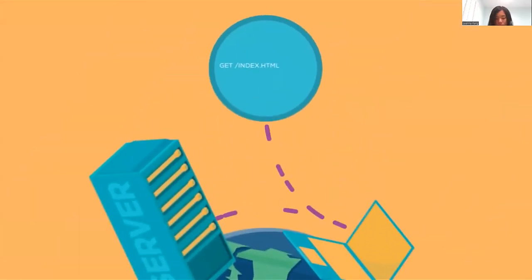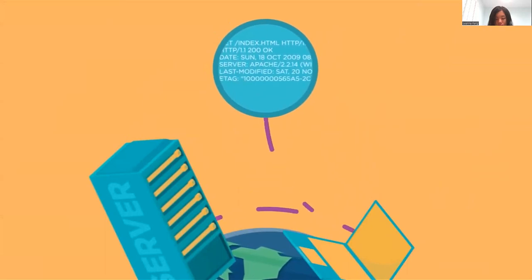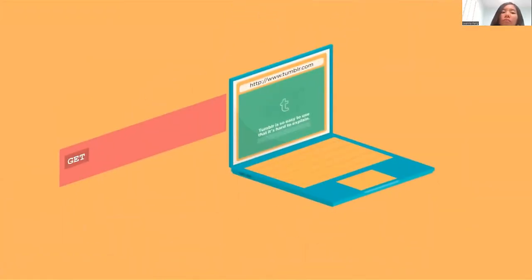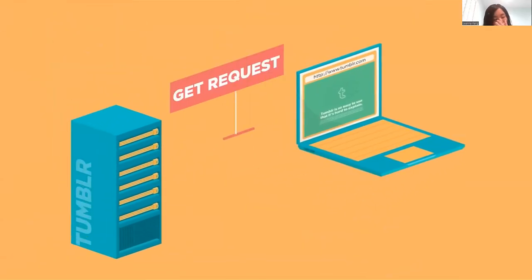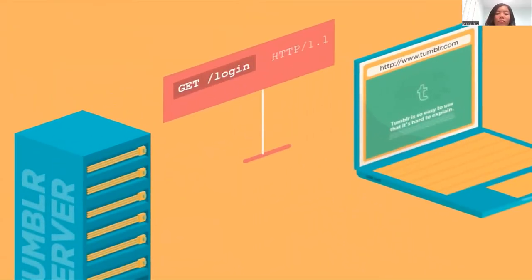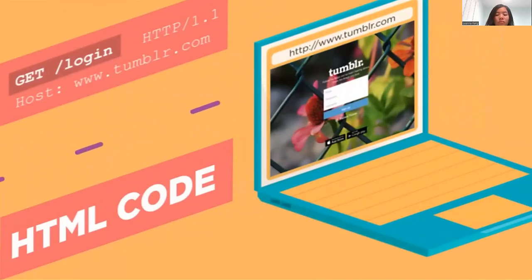If you were to intercept the conversation between your computer and a web server on the internet, it's mainly made up of something called GET requests. Those are very simply the word GET and then the name of the document that you're requesting. So if you're trying to log into Tumblr and load our login page, all you're doing is sending a GET request to Tumblr's server that says GET /login. And that tells Tumblr's server that you want all of the HTML code for the Tumblr login page.